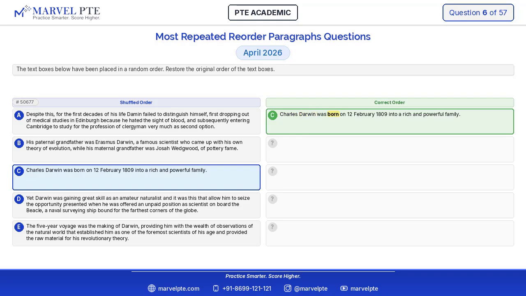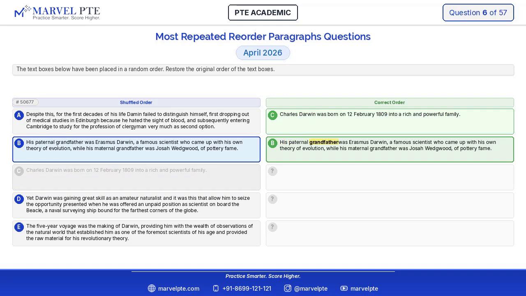Charles Darwin was born on February 12, 1809, into a rich and powerful family. His paternal grandfather was Erasmus Darwin, a famous scientist who came up with his own theory of evolution, while his maternal grandfather was Josiah Wedgwood of pottery fame.